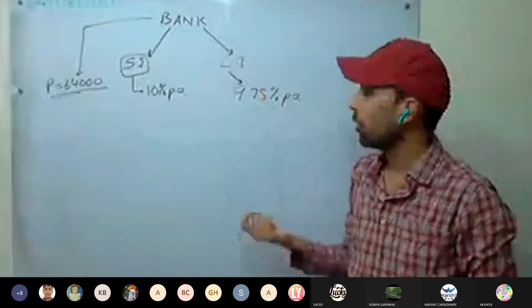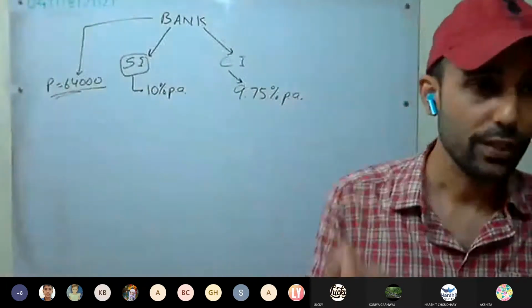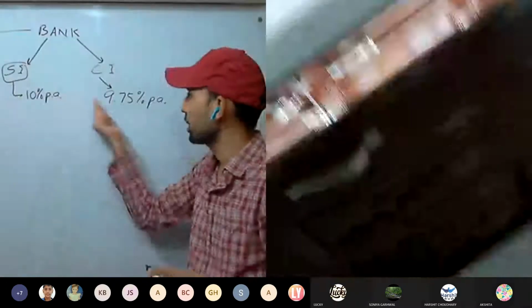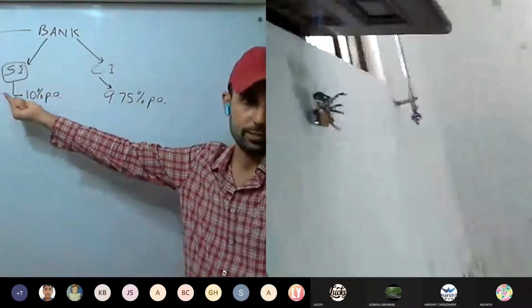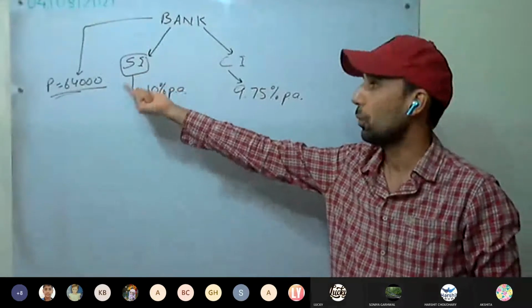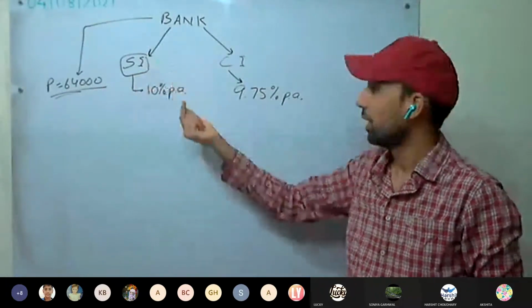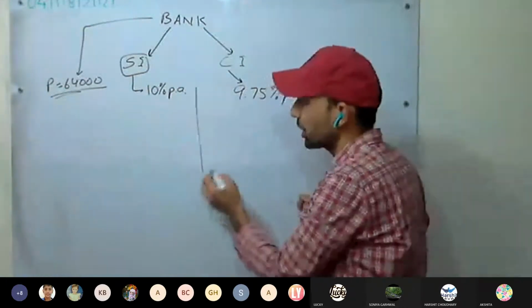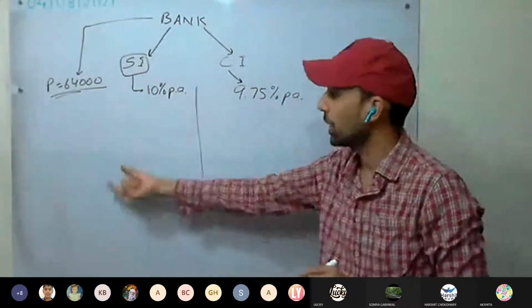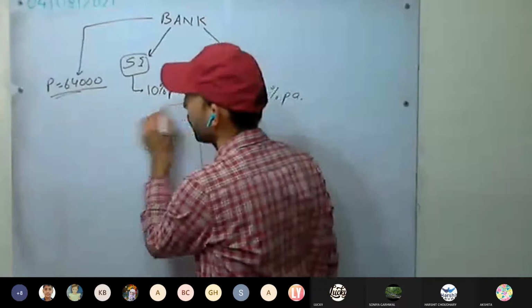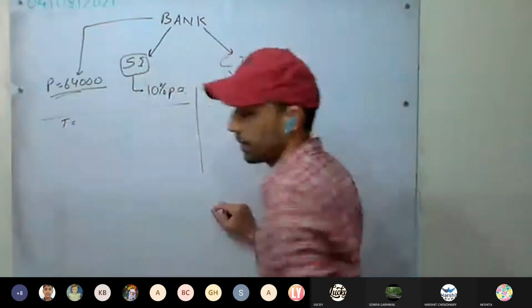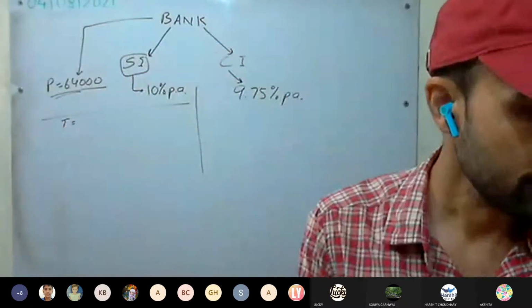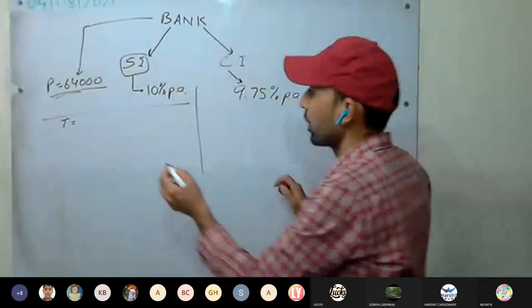Now we have to find which rate of interest will bring more money, and by how much as well. So this question you can do in two parts. First part, calculate the simple interest, and for how much time it is invested. It is invested for 2 years.